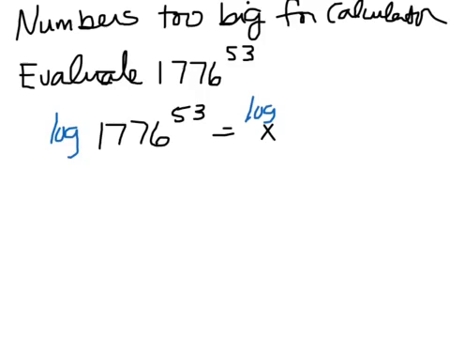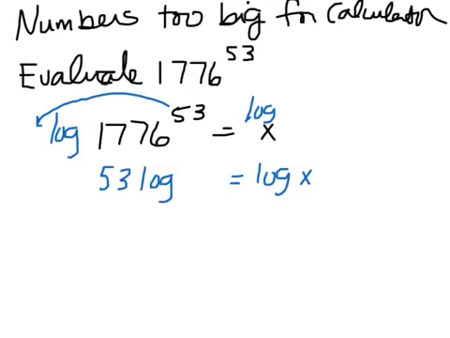If I log both sides, I have log of 1776 to the 53rd power equal to log x. Now, if you remember, we can drop the exponent out front, and we have 53 times log 1776 is equal to log x. I basically decided I was going to use log base 10, and pretty much any time we do logging ourselves, we choose base 10 because then we can use our calculators. If you put in log 1776, that by itself is about 3.2494.